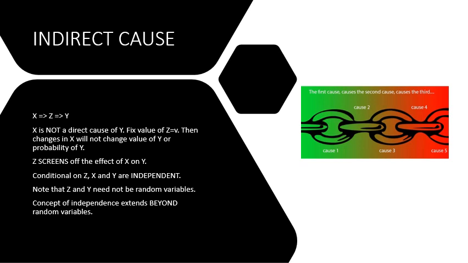And how do we see this? Well, if we fix z at some value, at any value, then x will not be able to affect y, because the only way that x affects y is through its effect on z. So it is said that z screens off the effect of x on y, and conditional on z, x and y are independent. It is worth noting that x, y, and z need not be random variables here. So the concept of independence is not tied to random variables.